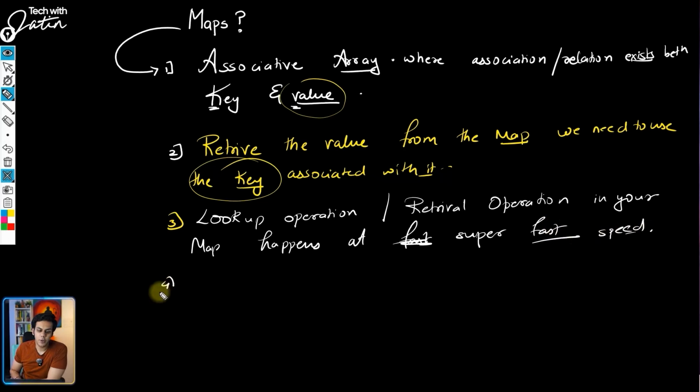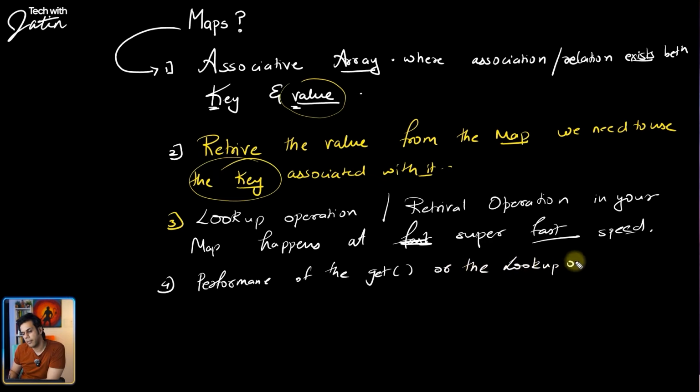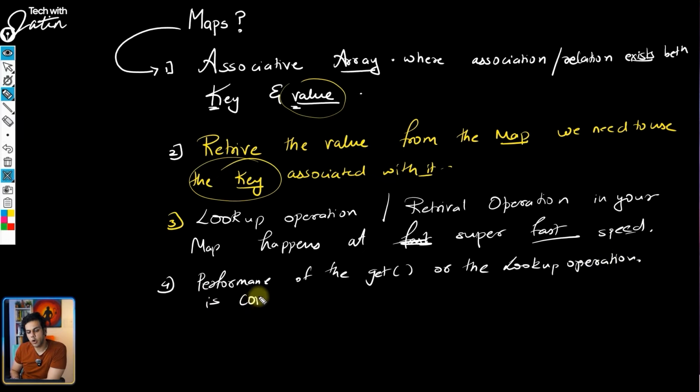And you can just say that the performance of the get operation or the lookup operation is what? Is constant. And constant is always going to be written with what? O of 1. Not in uppercase. This is a different thing. Okay, we're talking about the speed. Speed is going to be constant. It's going to be O of 1.